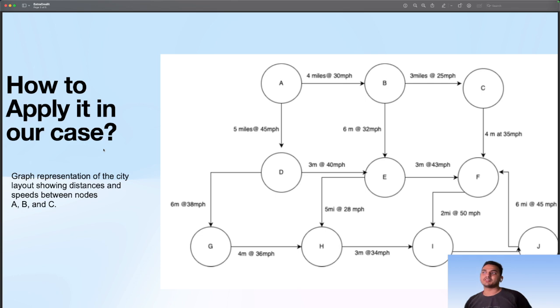Now, how does it apply in our case? So initially, these were the problems we were trying to solve in our initial submission. We have 10 nodes: A, B, C, D, F, G, H, I, J, K, and we have all the miles and the speed that we can go on each edge. From A to B is 5 miles. You can go at a speed of 45 miles per hour, and similarly for the others.